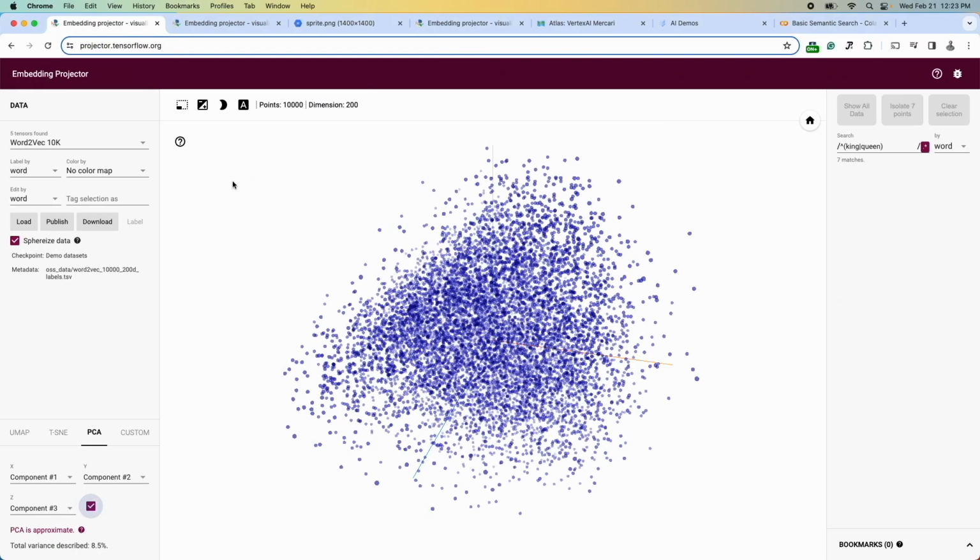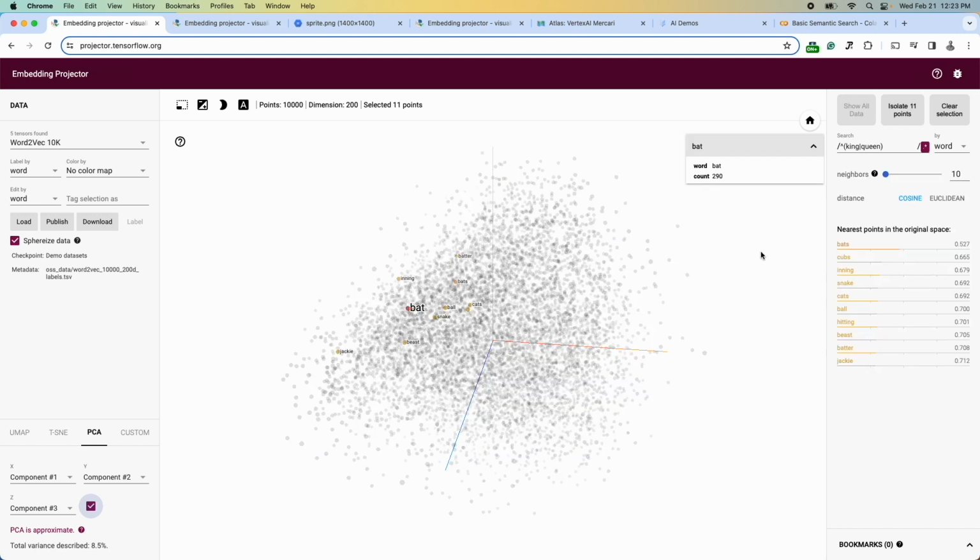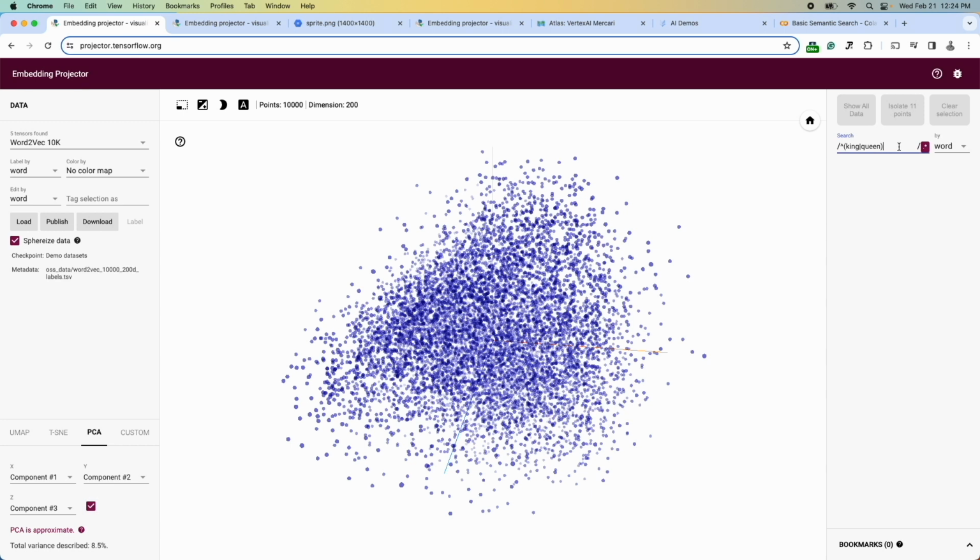And so when we look at something like the word2vec 10K sample set, we can sort of reconstruct this. Here we're viewing lots and lots of different words, like for example, silver. We can click into just any of these words. Let's click into the word bat. And then we start to get all the different sort of words that are associated with that in that three-dimensional space.